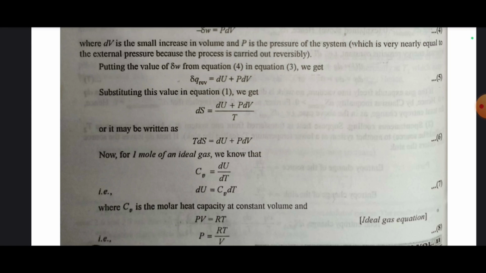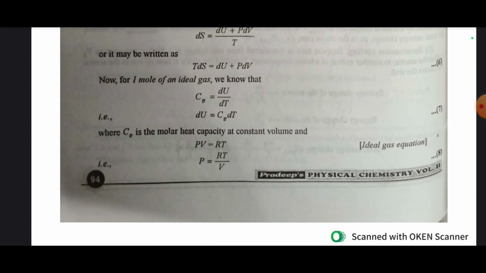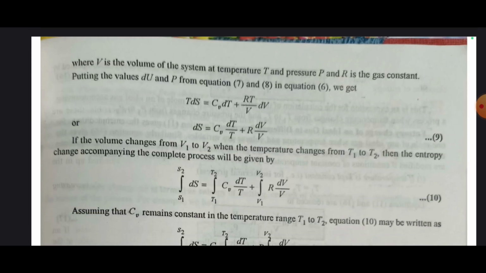Now for 1 mole of an ideal gas, we know that Cv is equal to dU by dT. So dU is equal to Cv dT, where Cv is the molar heat capacity at constant volume, and for the ideal gas equation we know PV is equal to RT, so P is equal to RT by V, where V is the volume of the system at temperature T and pressure P, and R is the gas constant. Putting the values of dU and P from equations 7 and 8 in the equation, we get dS is equal to Cv dT by T plus R into dV by V, which is equation 9.